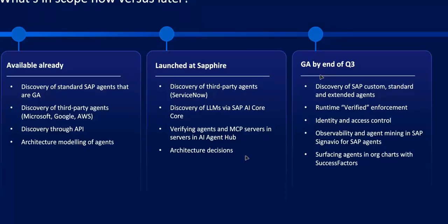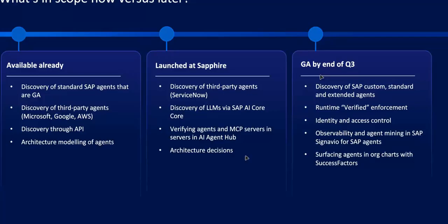You can verify agents, like I showcased, from a governance standpoint, and of course document the architectural decisions related to AI agents. That's also something that is already in place, right? So this functionality is already in place. All the functionalities basically that I tried to cover within the presentation.